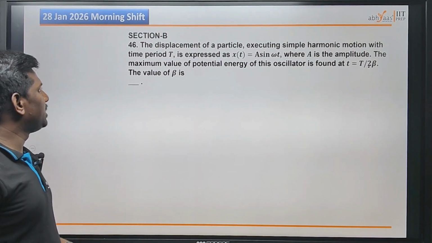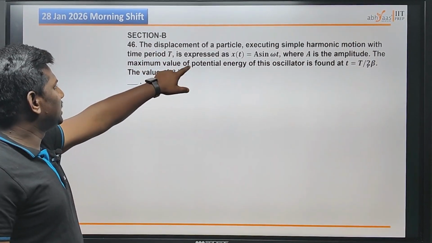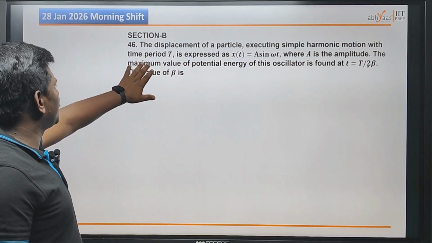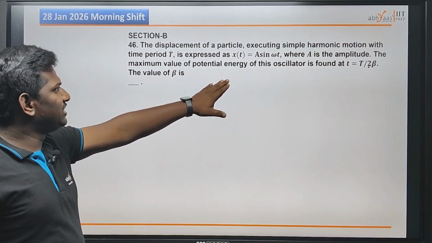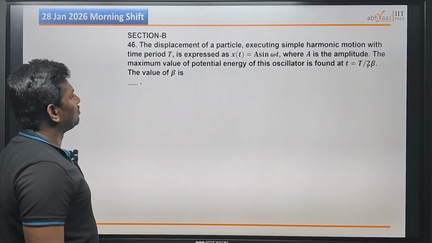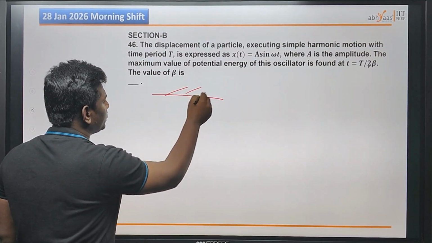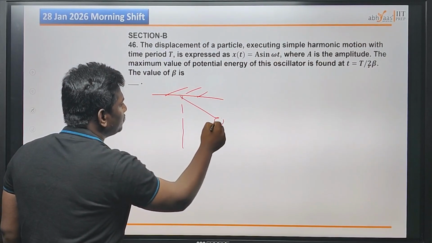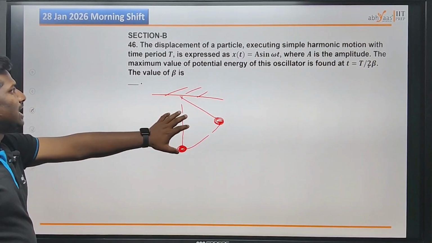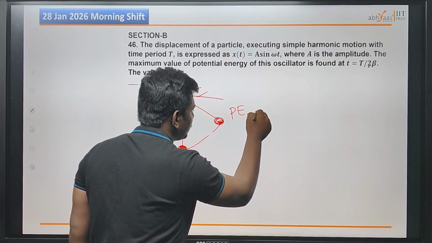Next, section B. The displacement of particle executing simple harmonic motion with a time period T is given as a sine wave, where A is the amplitude, and maximum value of the potential energy of this oscillator at t equal to T by beta, then the value of beta. So maximum value of potential energy. If you see here a simple harmonic motion, take this one bob. At the extreme position, you are getting maximum value of potential energy.